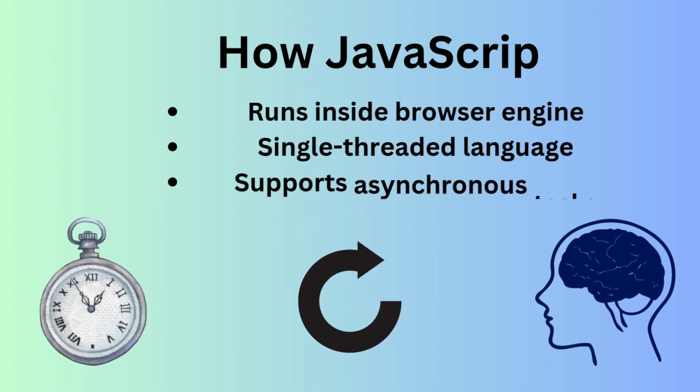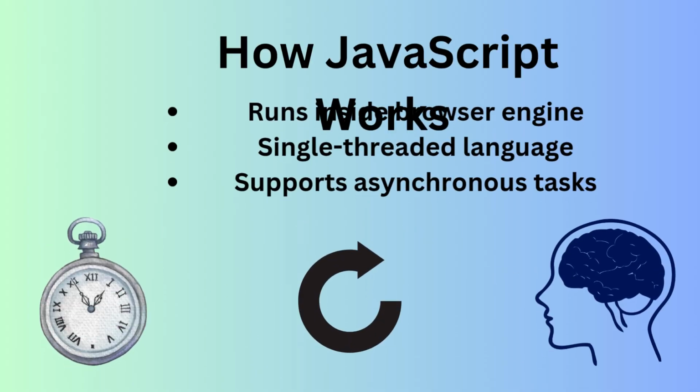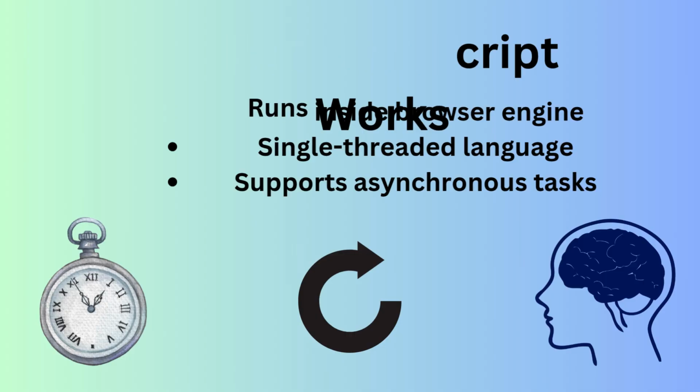JavaScript runs inside your browser's engine, like V8 in Chrome. It is single-threaded, meaning it runs one task at a time, but with features like async and promises, it can handle multiple tasks efficiently. We will explore this in later videos.